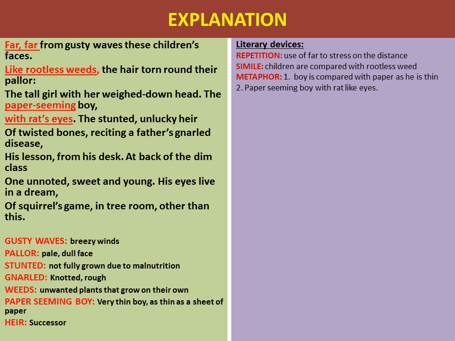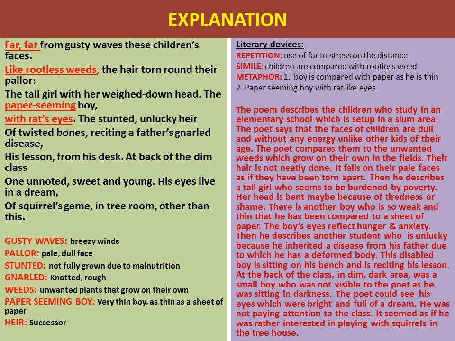Literary devices used here. I have already marked the words or the phrases. Repetition is used here. Use of far to stress on the distance. Far, far, it is being used twice. Simile, children are compared with rootless weeds. So in red, it's written here like rootless weeds. Metaphor, the first metaphor that is being used here is the paper seeming boy. And the second one is with rat's eyes.